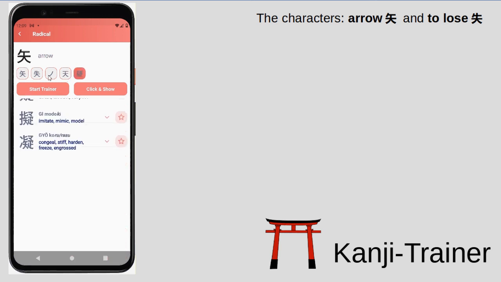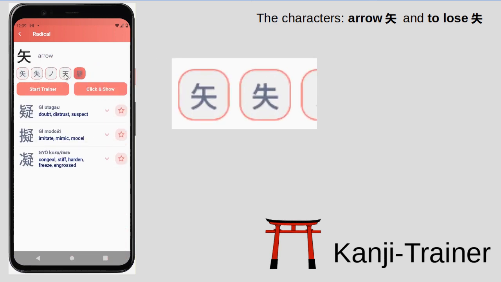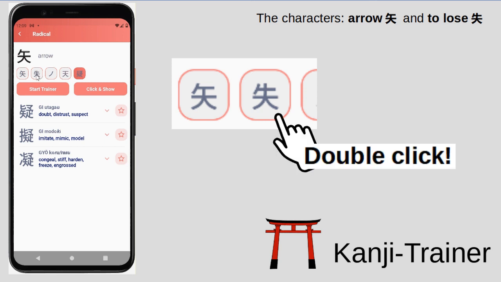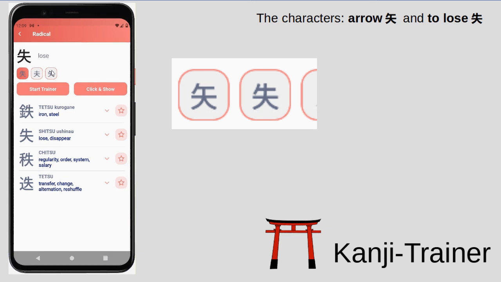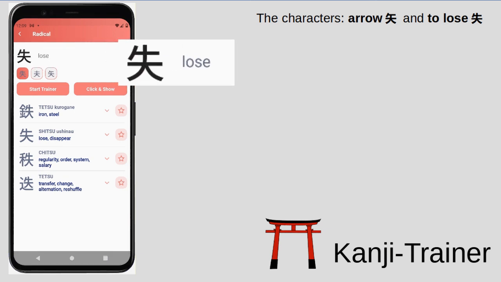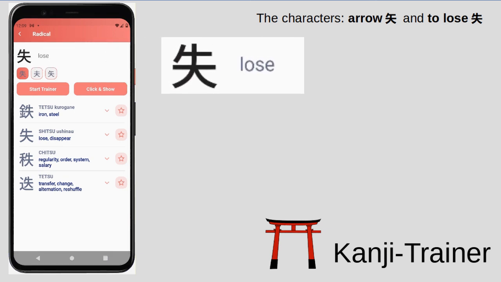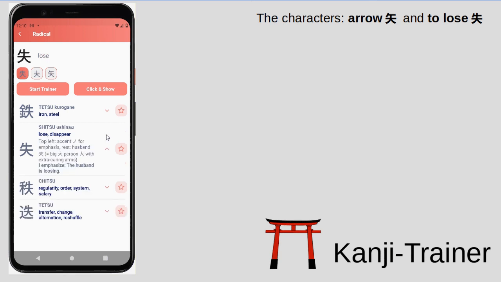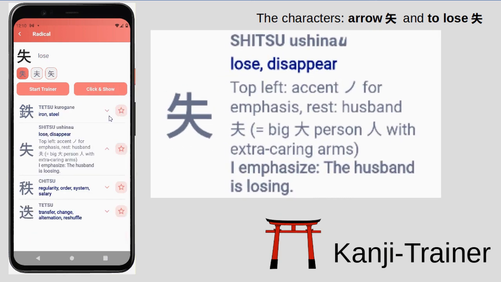The second entry is a radical which is rather similar to the radical for arrow. I go on it with a double click and I change the active radical, and now I am told that this radical has the meaning lose. I see that 4 kanji are using this radical for to lose. The second entry has the pronunciation shitsu or ushinau and has itself the meaning to lose or disappear.